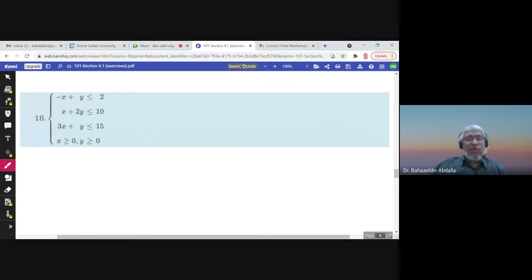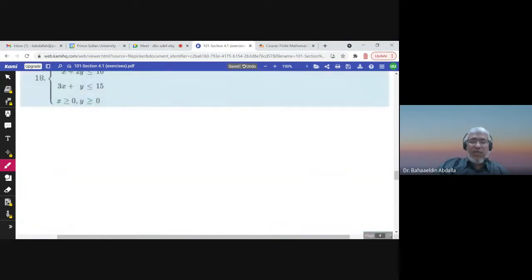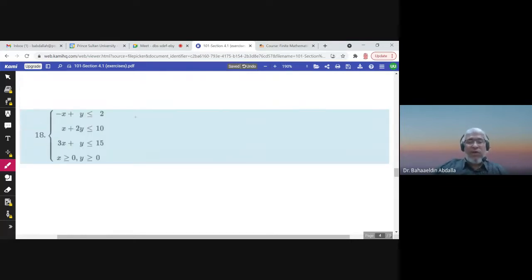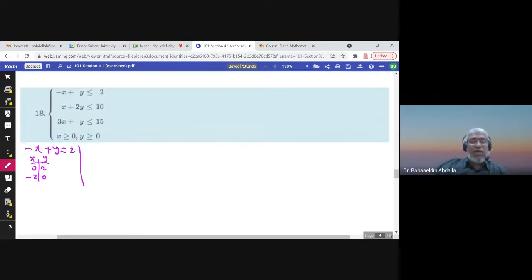Another one, here we have three inequalities, and we have x greater than 0 and y greater than 0. Notice that in the previous two we did not have this condition. So let me start by graphing negative x plus y equals 2. Well, if x is 0, y is 2, and if y is 0, x is negative 2. The second line, x plus 2y equals 10.